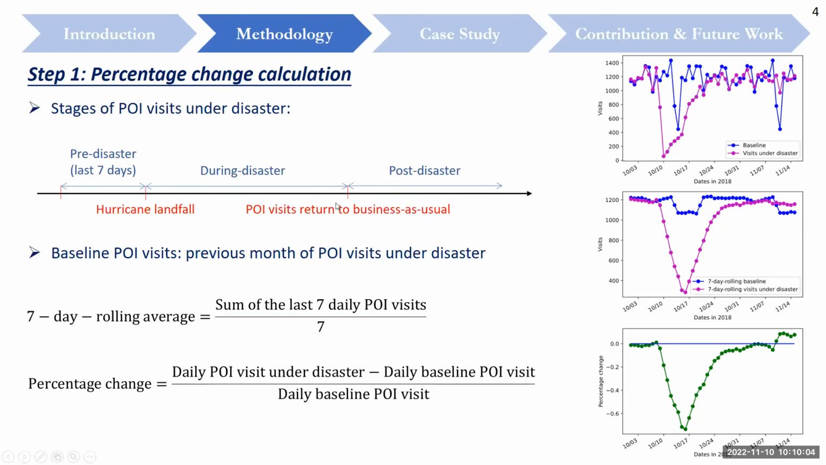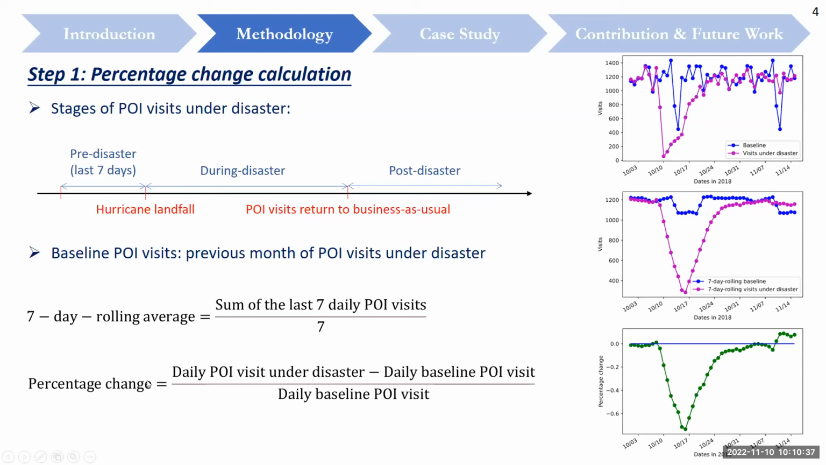And then the one month from the date when the POI visit returned to business as usual, we call the post-disaster phase. You may recall that I said that in some circumstances, POI visit never returned to business-as-usual condition. So we also consider this. If that's the case, then we consider there's no post-disaster phase for that geographic area under the influence of this disaster.